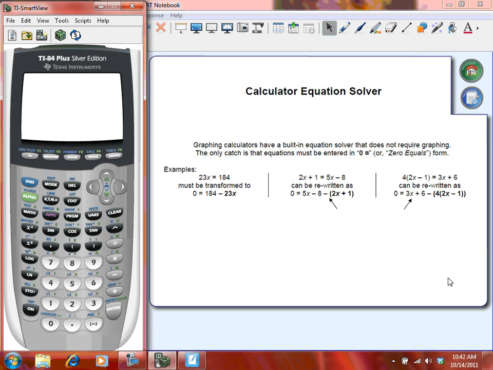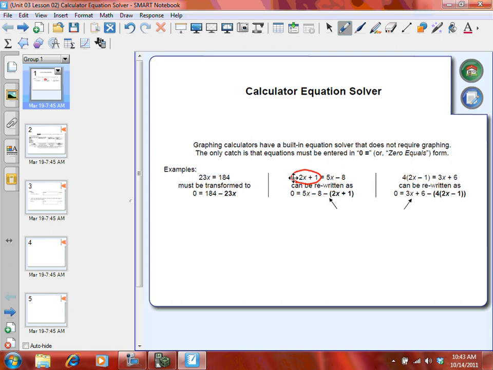If you notice this first example here, you've got the equation 23x equals 184. So it has to be equal to 0 first, so all I did was take the 23x and subtract it from the other side. Now I'm able to use my equation solver. If you look at the second one here, 2x plus 1 is equal to 5x minus 8. I can't use the equation solver unless it's equal to 0. So all we're doing is taking all of this side and moving it to the right. We're subtracting the left side minus the right side.